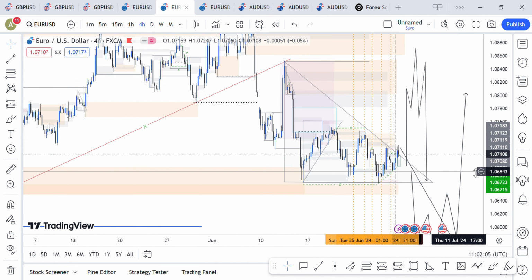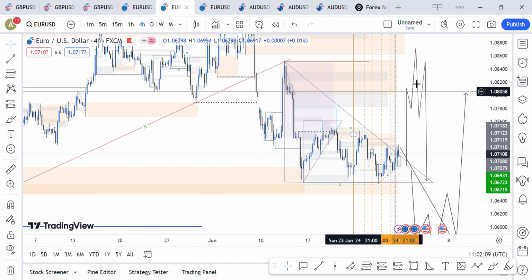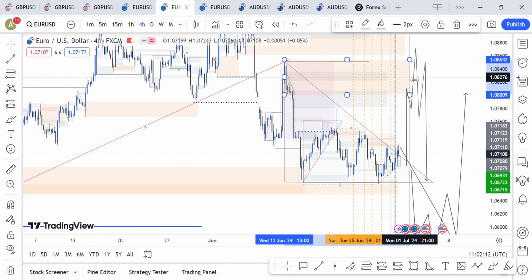But from the 4 hour, all I can say is I'll be expecting buy entries to at least mitigate these 4 hour POIs, and also see if we can have any shift change from any 15 minute POIs nested inside the 4 hour POI.